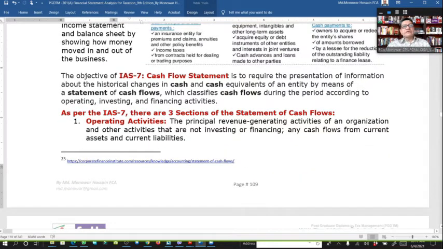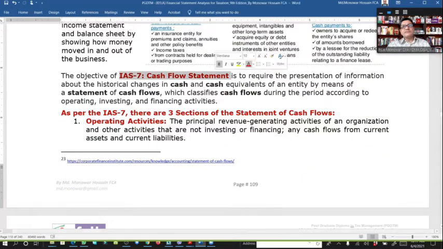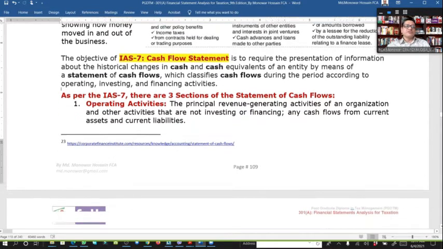And that statement of cash flow is described in IAS 7, International Accounting Standard 7, and we know an International Accounting Standard is a prescribed rule for the finance people. And this is why IAS 7 comes. It is to present accurate information about the historical change in cash and cash equivalents of an entity or organization by means of a statement of cash flow, which classifies cash flow during the period according to operating, investing, and financing. As per IAS 7, there are three sections we know.